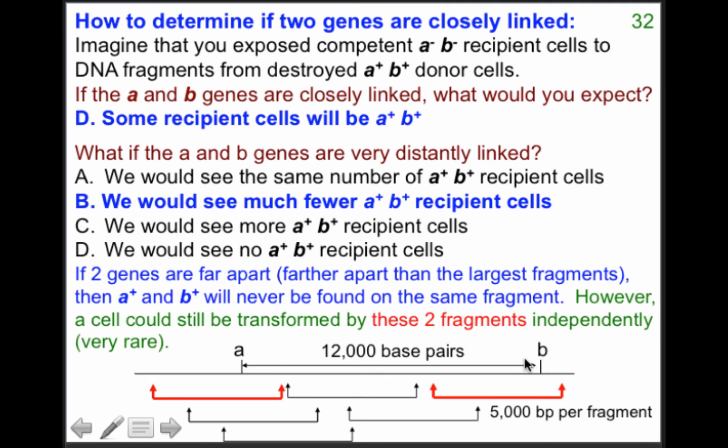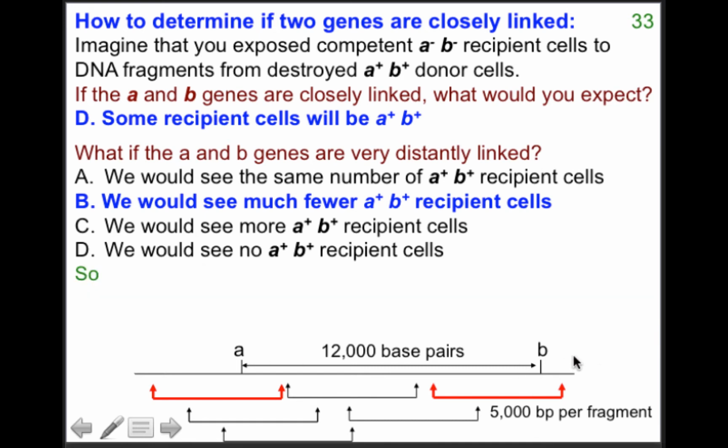All right, so that's why we would expect to see way fewer of these A plus B plus recipient cells if the distance between the two genes is much bigger than the sizes of the fragments, because we need two independent events here plus another two pairs of crossing over events to happen.